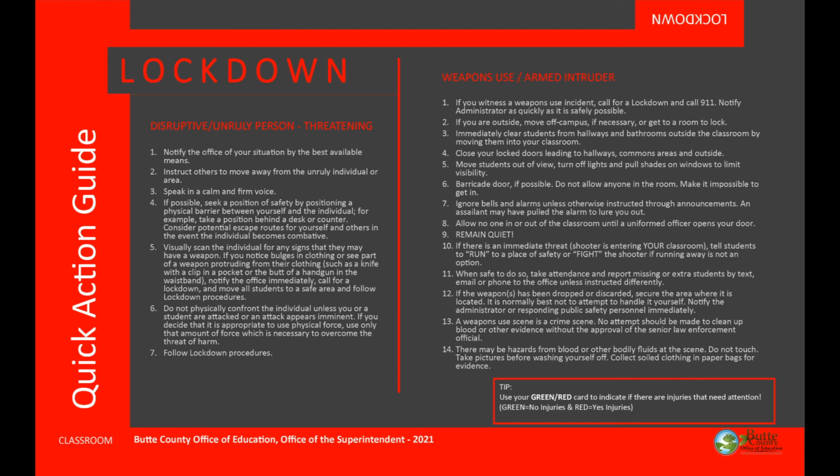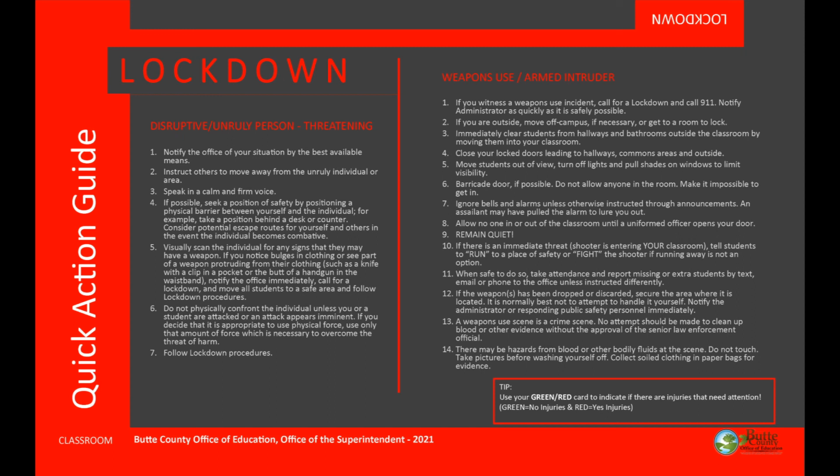If you witness a weapons use incident, call for a lockdown and call 911. Notify your administrator as quickly as it is safely possible. If you're outside, move off campus if necessary, or get to your room and lock it. Immediately clear students from hallways and bathrooms outside the classroom by moving them into your classroom. Be careful not to let the shooter in.